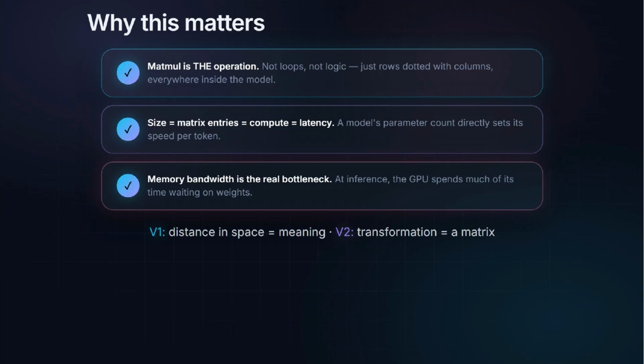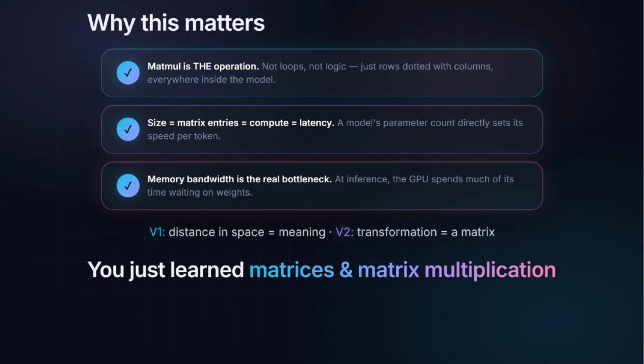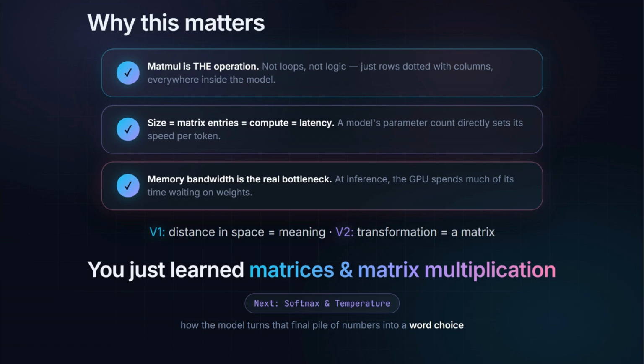In video 1, distance in space was meaning. In this one, transformation is a matrix, and those vectors are exactly what these matrices act on. You just learned matrices and matrix multiplication, the engine, and the bottleneck of inference. Next up, softmax and temperature. How the model turns that final pile of numbers into an actual word, and what the temperature slider really does.